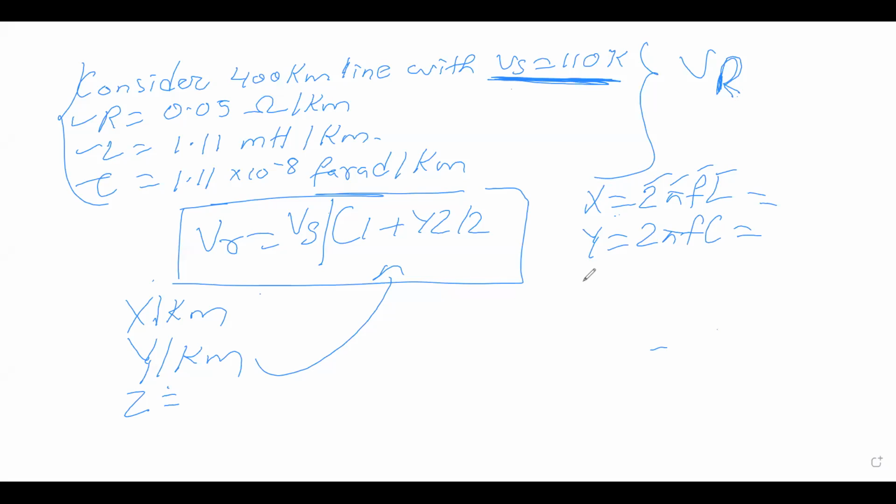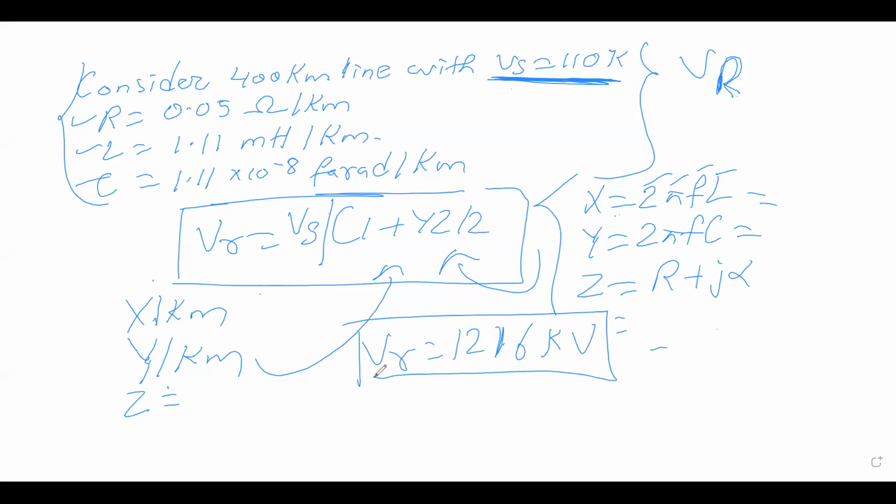And there is your Z. Z would be R plus jX, right? So these values are given to you. You could definitely find out the data, and you have to put these three values into this formula, and you will get the VR value coming around 121.6 kilovolt. Frequency is 50 hertz.